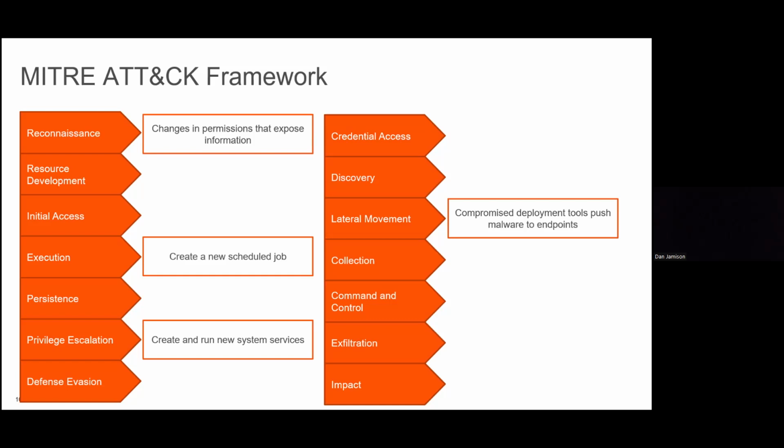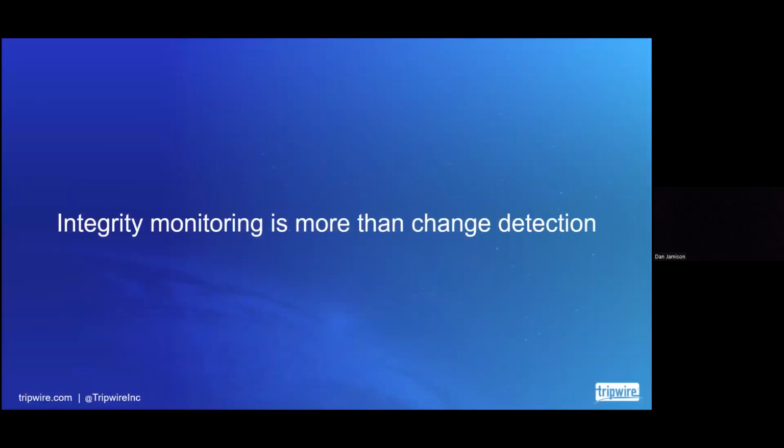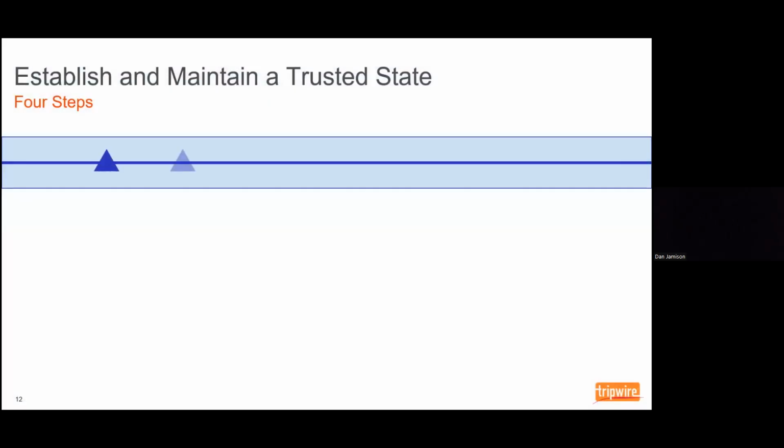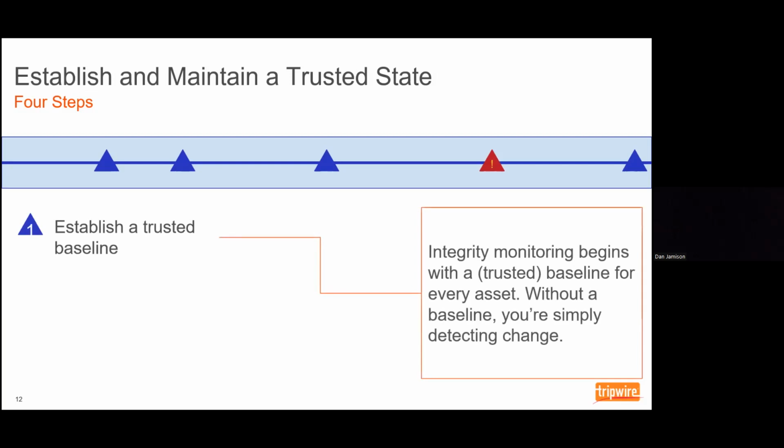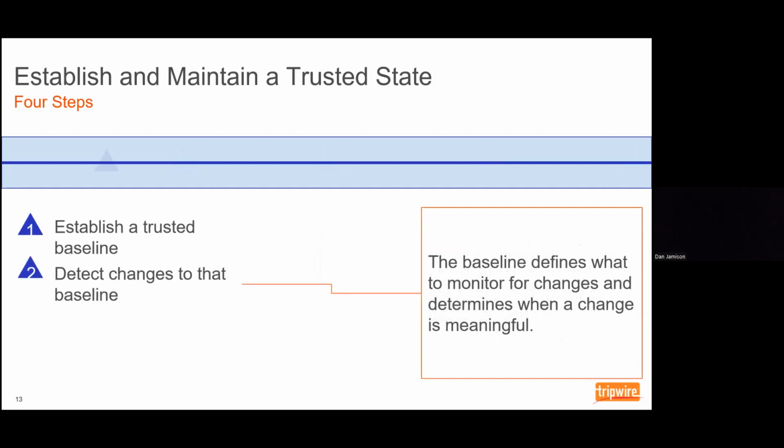Here's just some of the things that can happen that would identify. So again, integrity monitoring is more than just change detection. The main thing that we want to emphasize is with Tripwire, when we start out, we establish and maintain a trusted state. And that's done through establishing a trusted baseline, first and foremost. We're going to look at every asset before we begin to monitor the network, because without a baseline, you have nothing to compare things to.